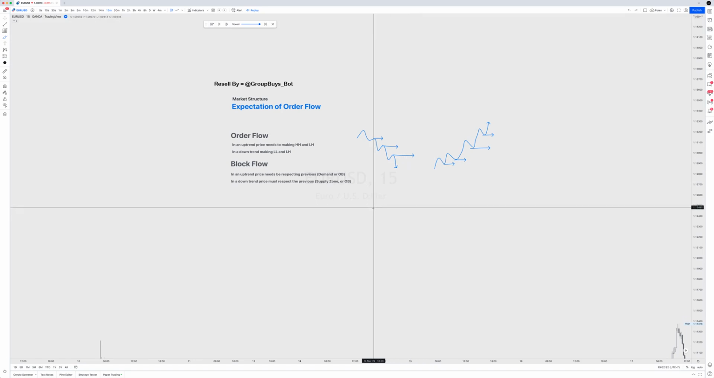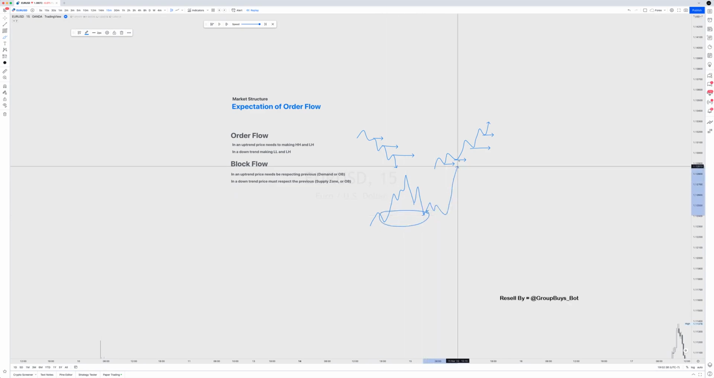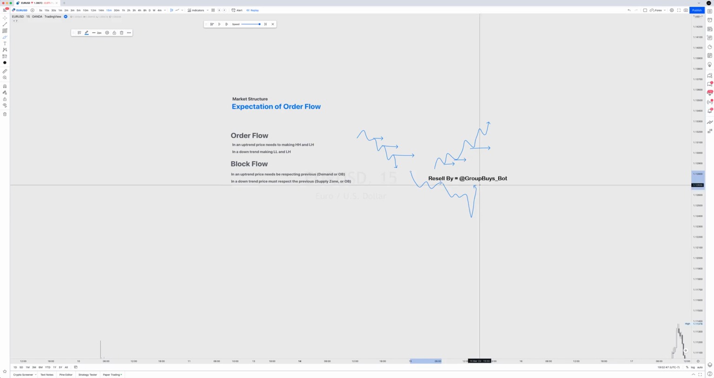Block flow is when you have candles that are making new supply and demand. They keep making their block flow. They break order flow to come back down into a previous order block and then continue higher. And then in a downtrend, they break their internal order flow to continue to a previous order block, and then they continue their downflow or their downtrend.